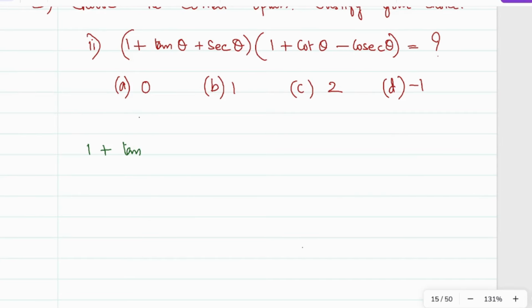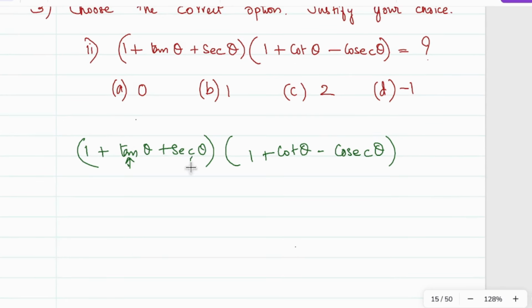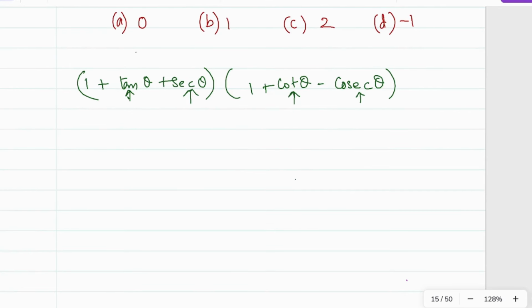(1 + tan θ + sec θ)(1 + cot θ − cosec θ). Its value I need to find out, right? So what I will do, I will replace these values: tan θ, sec θ, then cot θ and cosec θ. I will replace them with their corresponding values.